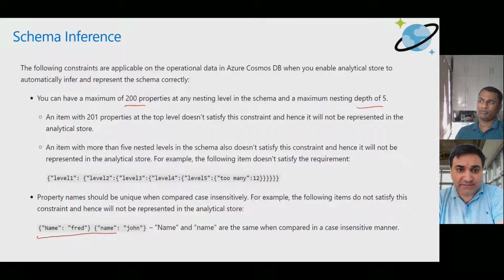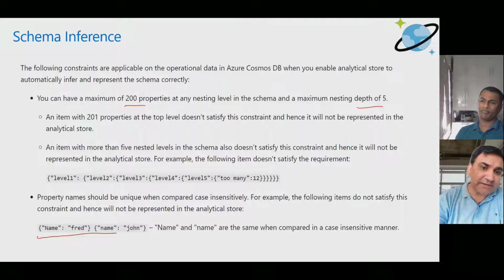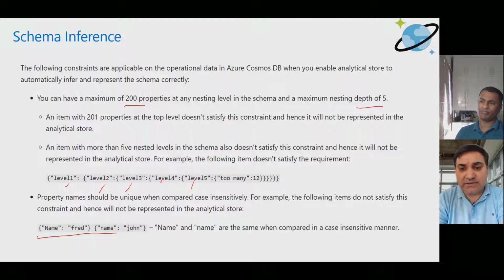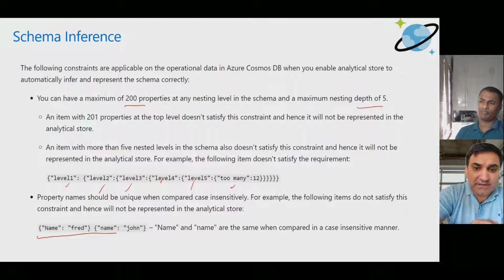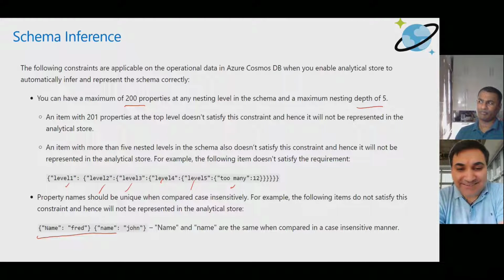There are some limitations, of course. 200 properties is what we support right now, and the maximum depth of the schema can be 5 levels. So here's the example. If you have levels 1, 2, 3, 4, and 5, that is supported, but you need to look at something lower down the line, because this one is going into 6 levels. So 5 levels, yes, but 6 levels, no.